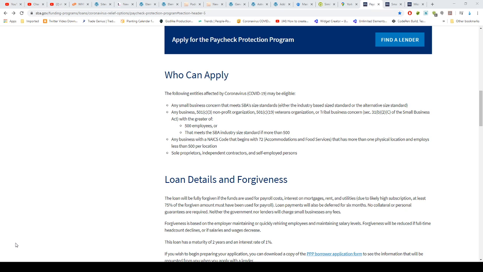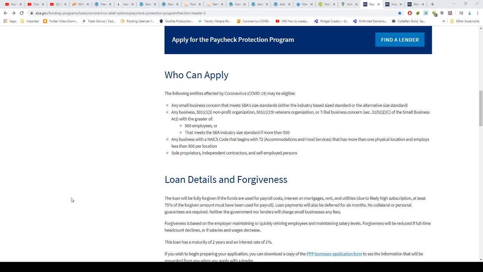Any business with a NAICS code that begins with 72 that has more than one physical location and employs less than 500 people per location. That could be a meat packing plant, right? Or a restaurant. The next one is sole proprietors, independent contractors, and self-employed persons. I fall into this one.